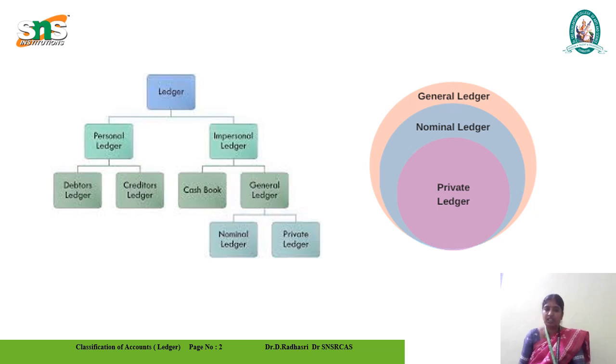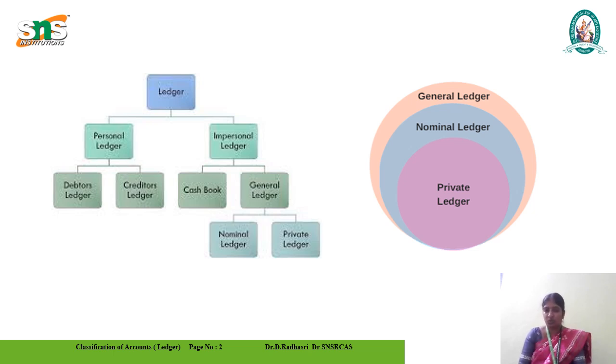In the journal entries, there are two categories: the personal ledger and the impersonal ledger. What is the personal ledger? It is the debtors ledger and the creditors ledger. This is known as the personal ledger. The impersonal ledger is known as the cash book or general ledger.